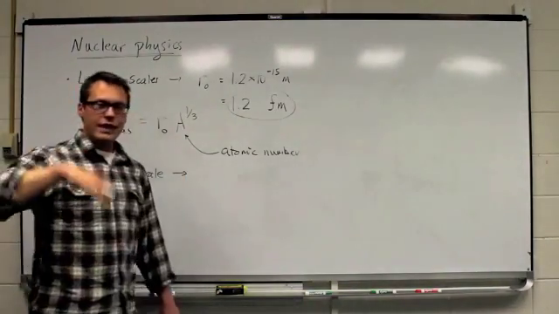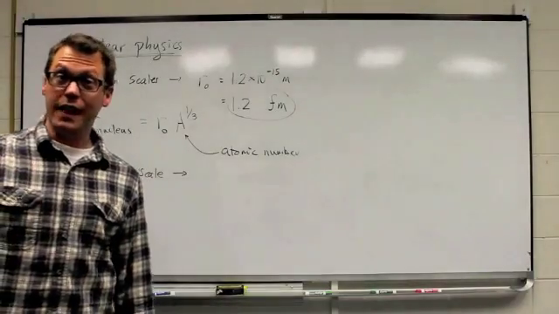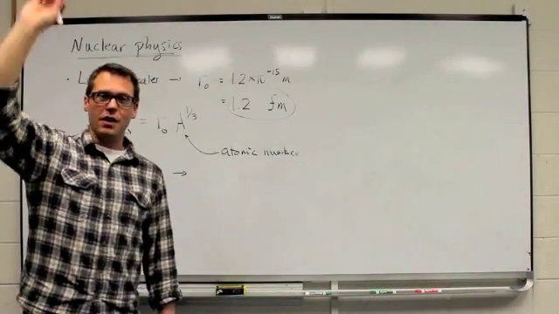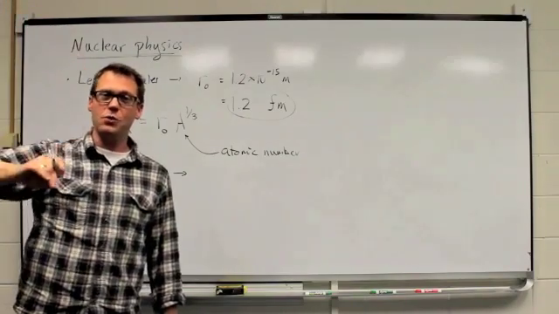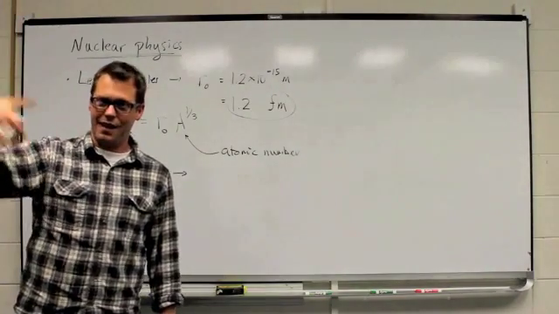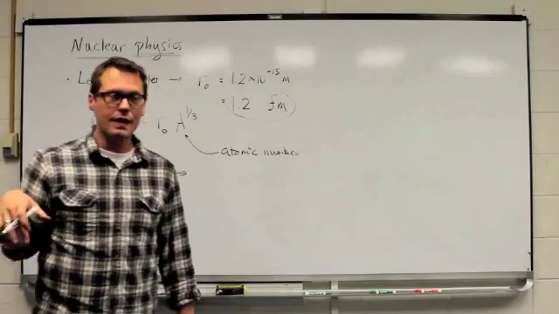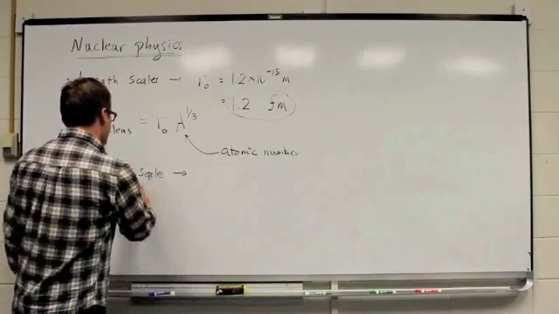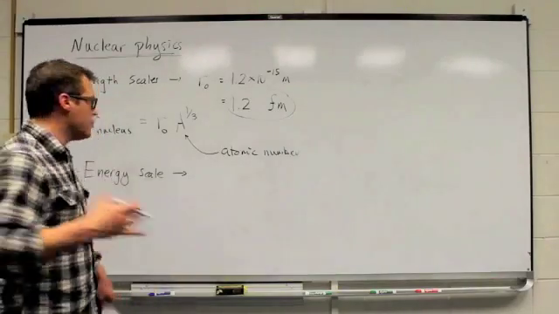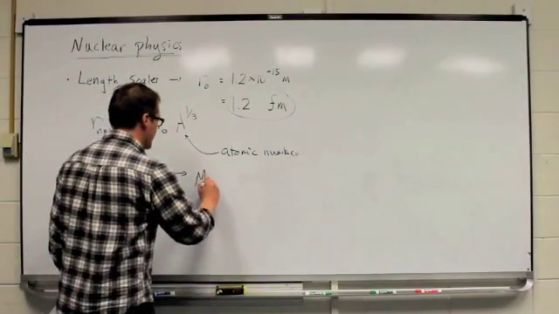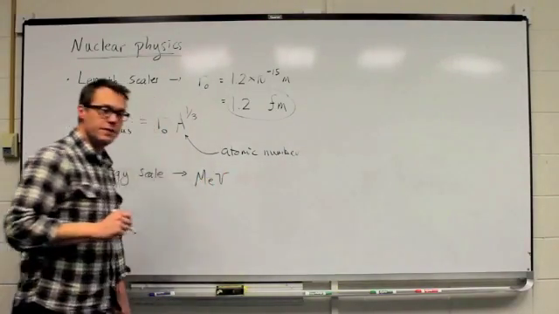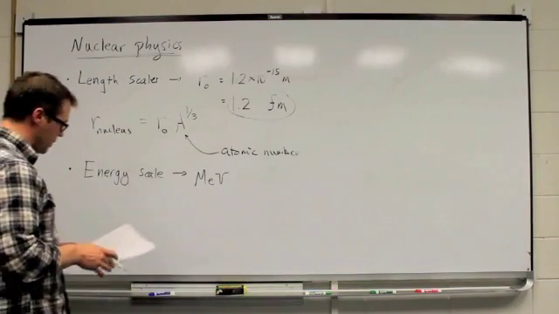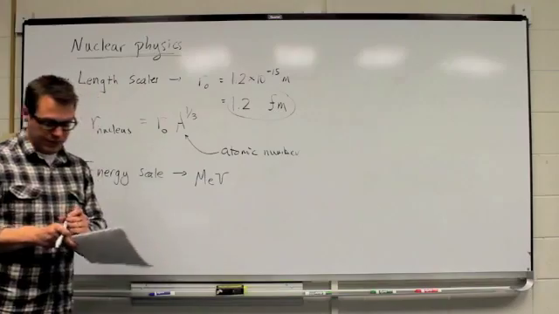Whereas atomic transitions tend to be on the order of a couple of electron volts, right? An electron might go from an n equals 4 to an n equals 2 state and release a photon of a couple of electron volts. But at the nuclear level, the energies are much, much higher. We're talking millions of electron volts, typically mega electron volts. Okay, so the energies are much larger in the nuclear universe.